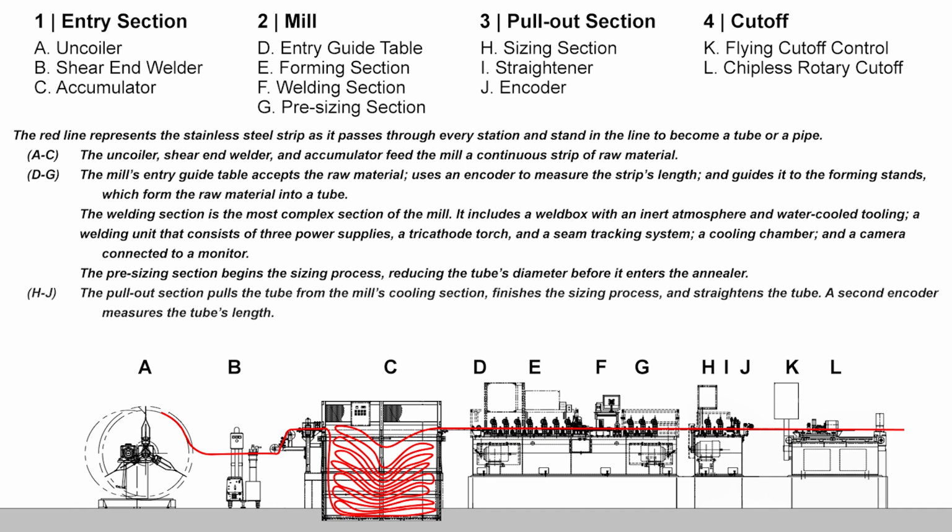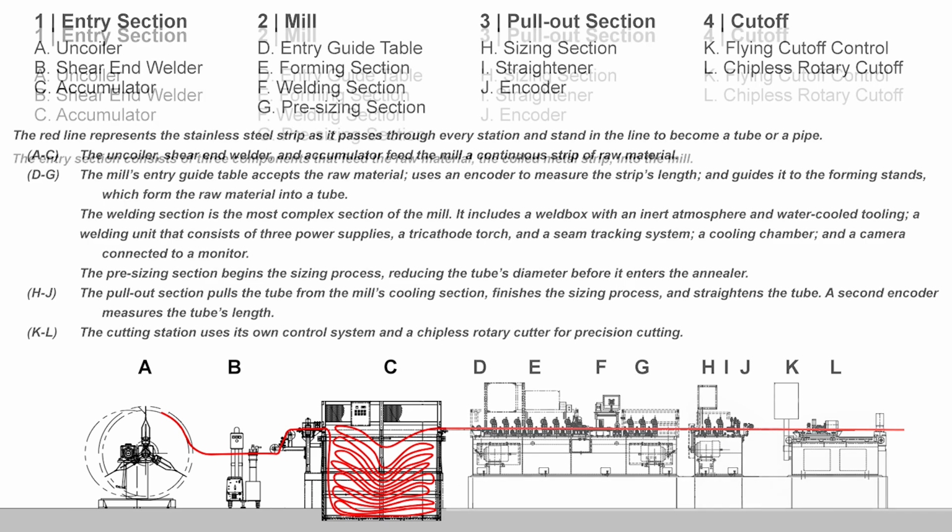Next in line is the pull-out section. As the name implies, it pulls the tube from the previous station, which in this case was the annealer. It also finishes the sizing process, straightens the tube, and measures the tube's length. Finally, the cutoff uses its own control system and a chipless rotary cutter for precision cutting. Let's take a closer look at each section.